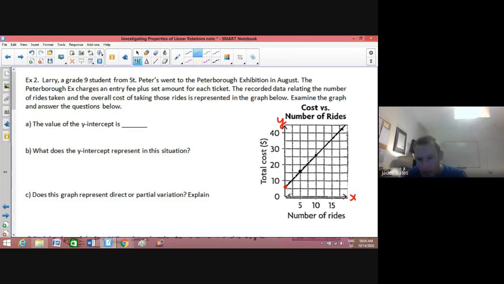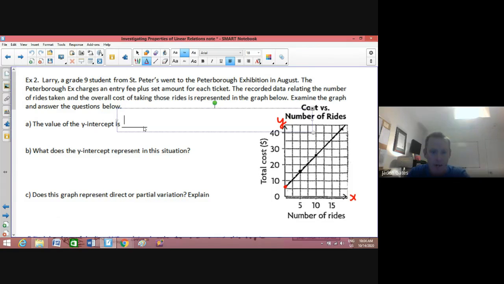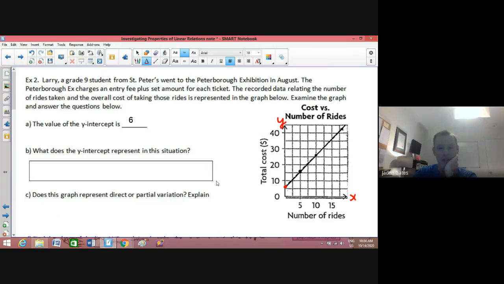Now, because each block here, 2 blocks is 10, each block is 5, and I think it's just above our line. And so the point in which our line strikes the y-axis, our y-intercept, I'm going to estimate and say that it is 6.